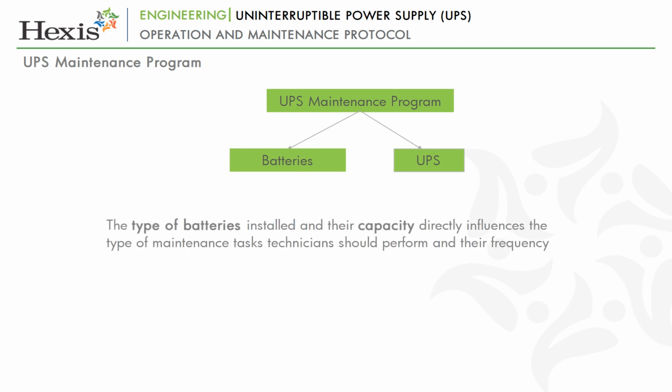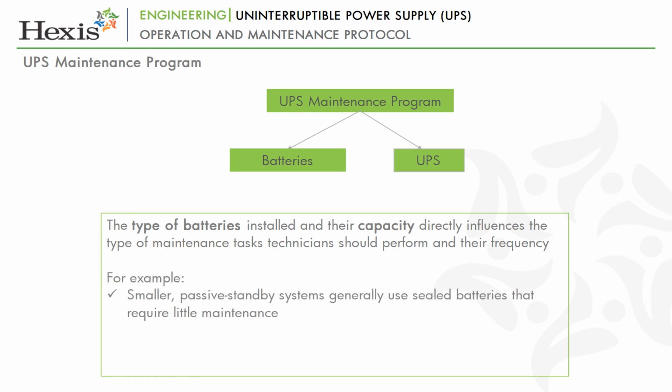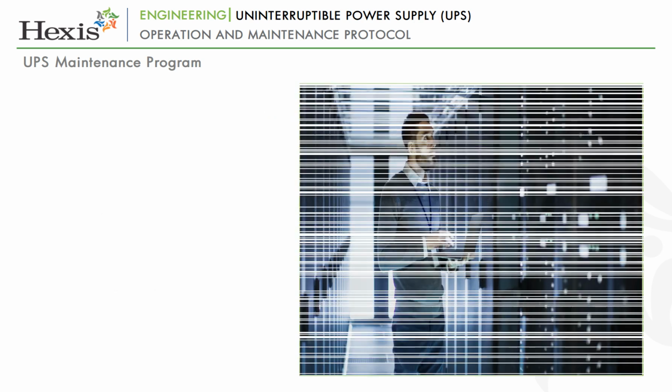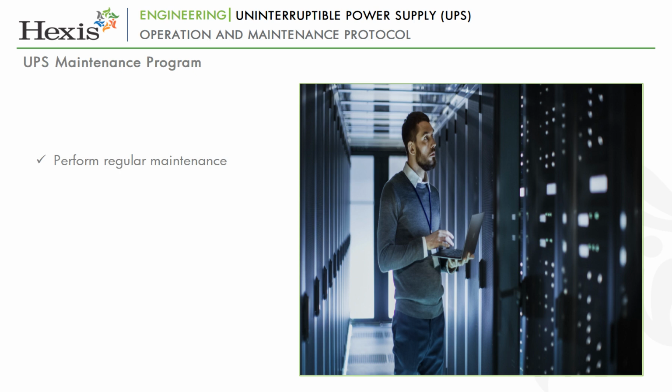The type of batteries installed and their capacity directly influences the type of maintenance tasks technicians should perform and their frequency. For example, smaller passive standby systems generally use sealed batteries that require little maintenance. Double conversion systems typically use flooded cell batteries that require monthly maintenance. Even though these batteries require more maintenance and are expensive, they offer nearly 3 times longer performance life than sealed batteries. The UPS itself also requires regular maintenance at least once a year.